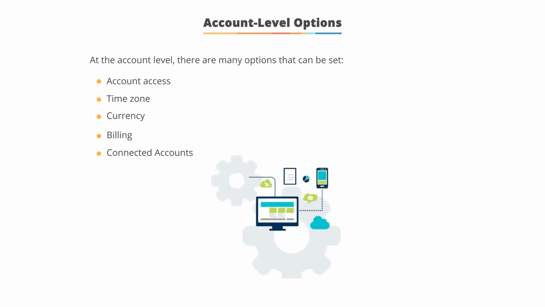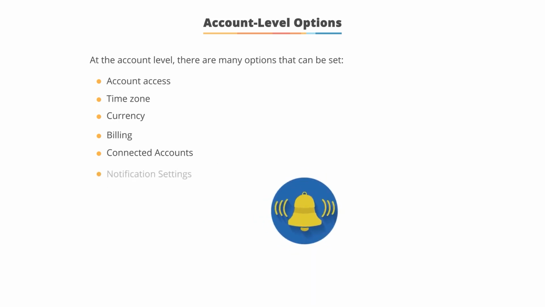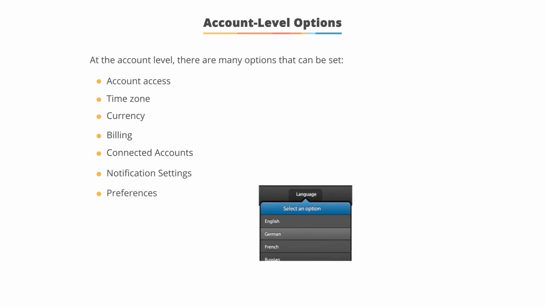So if you're using multiple systems, you can connect them all together at the account level so they can all use the same data. And then you have notification settings. How do you want to be notified of suggestions or disapproved ads and so forth? And some preferences, like display language, number formats, etc.